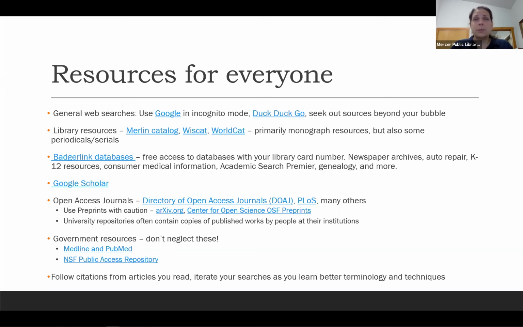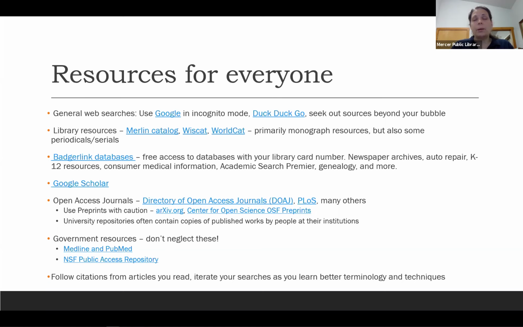Public Library of Science, PLOS, is an open access journal and a relatively high quality one. There are many, many others. So that directory of open access journals is a good place to start. If you're looking for a topic, that directory can help you find journals that publish on that topic and give you some context to know what the quality of those journals are.